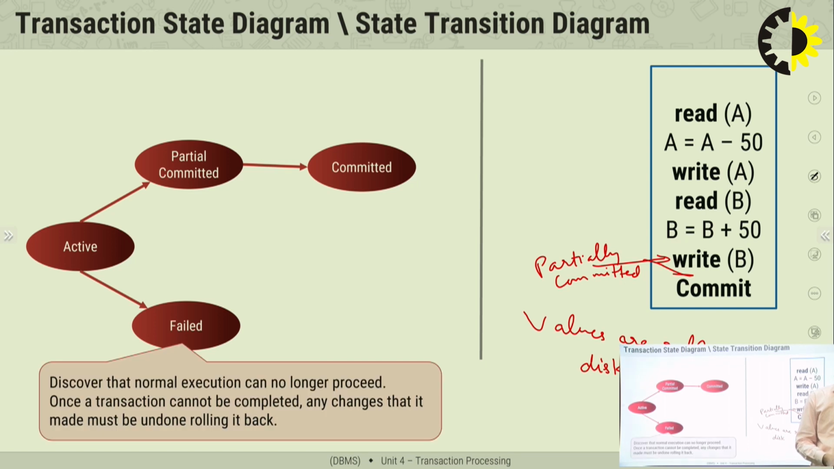Failed state. When the normal execution can no longer proceed, we say the transaction has failed. Failure may be due to a variety of reasons. It may be a logical error, it may be an error related to the operating system, it may be a system error. So, various types of errors may occur, due to which a transaction can fail and can no longer proceed. Once the transaction cannot be completed, any changes that the transaction has made in the database must be changed back to the previous consistent state, so that the property of consistency is maintained.